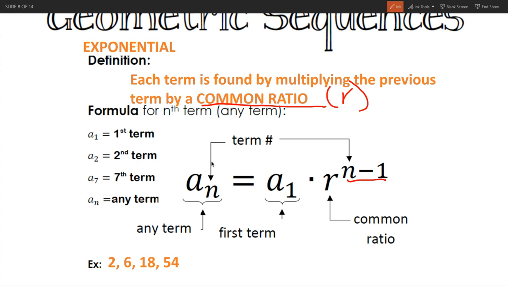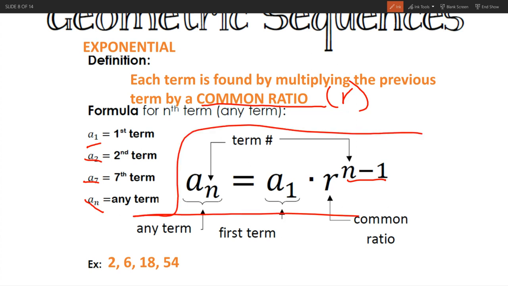Remember, a sub 1 is going to be your first term, a sub 2 is your second term, a sub 7 is your seventh term, and a sub n is your nth term or your any term. So remember that, and this is what we're going to be using right here to set up our formulas. And it's going to be a whole lot easier to set up.